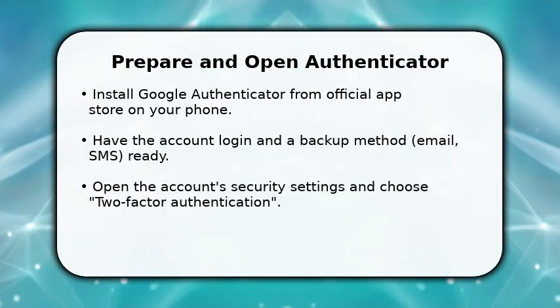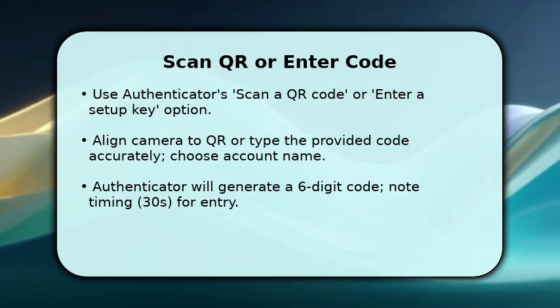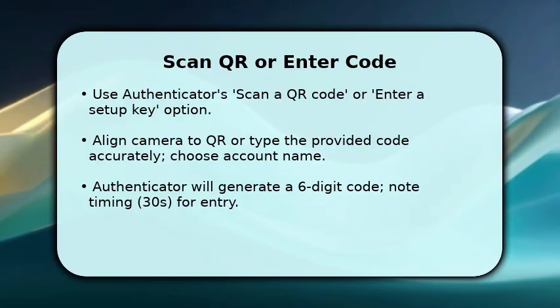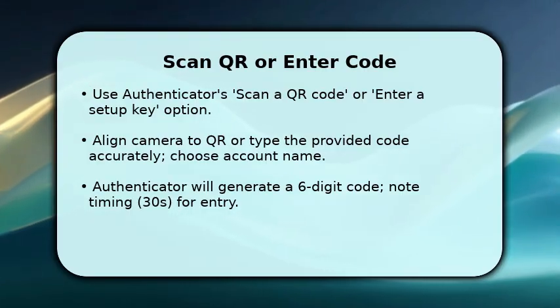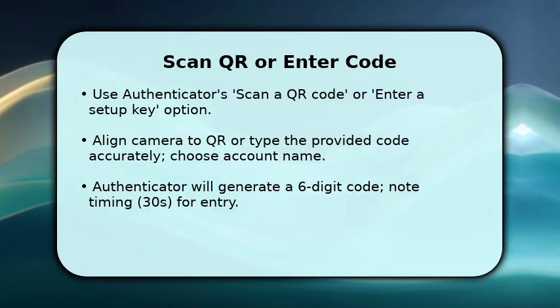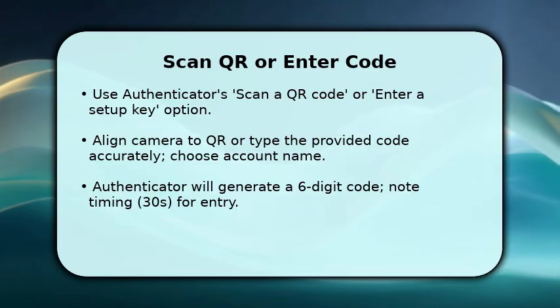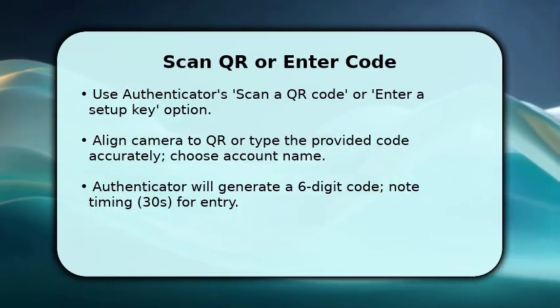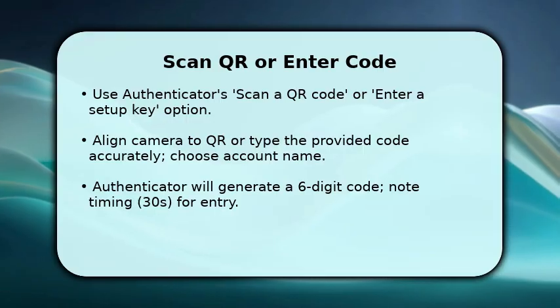Once you're at the QR or code screen, open the app and pick Scan a QR code or enter a setup key. If scanning, point your camera at the on-screen QR until it registers. If typing, enter the alphanumeric key exactly and name the account so you can recognize it later.